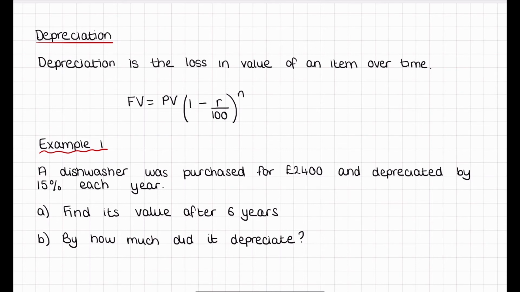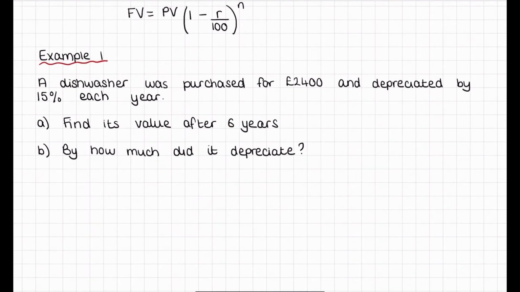Now in this you'll notice there's no K. That's because with depreciation, it's always done yearly. And the other difference between this and the compound interest formula is it's a minus, not a plus. So first example, actually the only example for this, a dishwasher was purchased for £2,400 and depreciated by 15% each year. Find its value after 6 years, and then by how much did it depreciate.